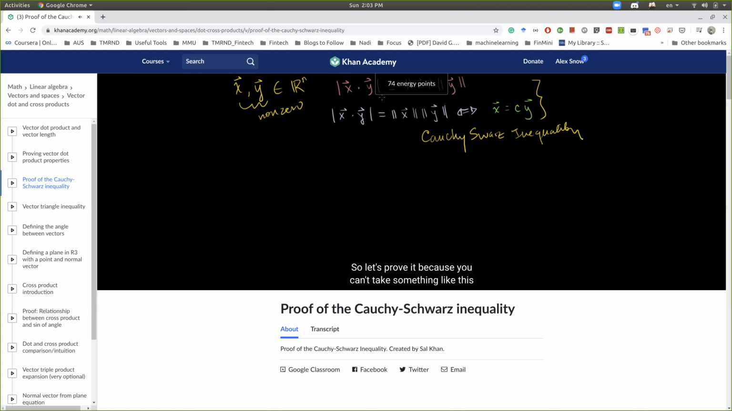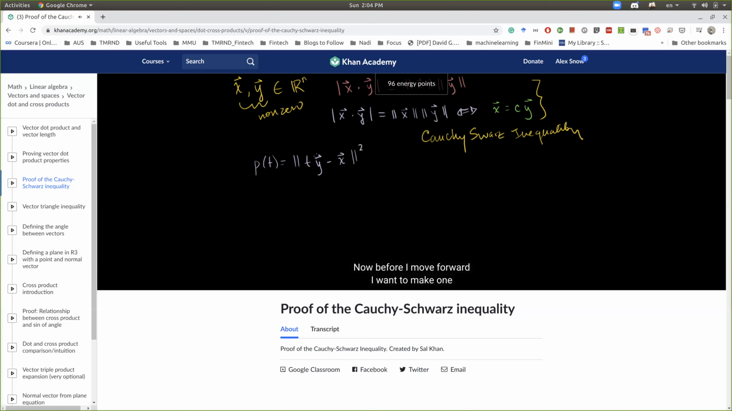So let's prove it, because you can't take something like this just at face value. You shouldn't just accept that. So let me just construct a somewhat artificial function. Let me construct some function of some variable, some scalar t. Let me define p of t to be equal to the length of the vector t times y minus x, as the length of this vector, this is going to be a vector now, squared.